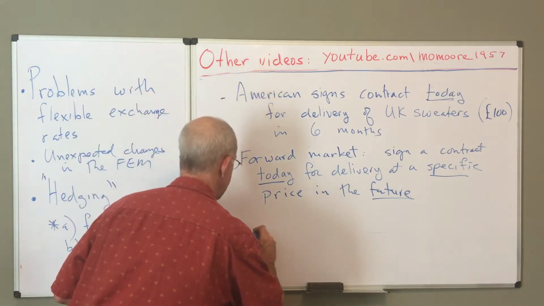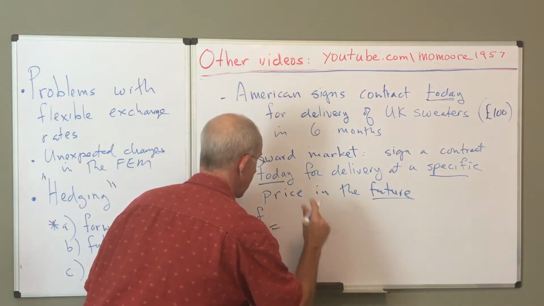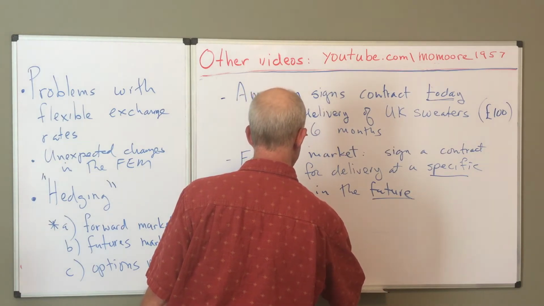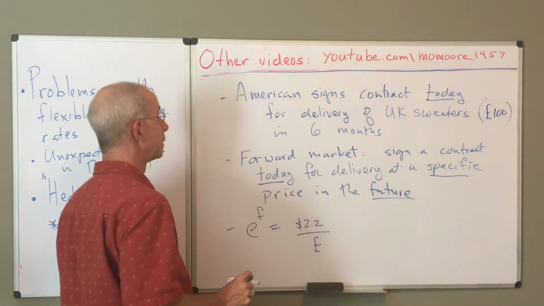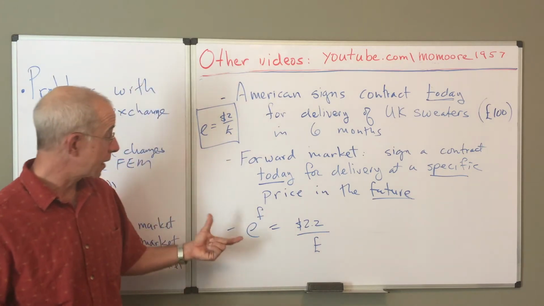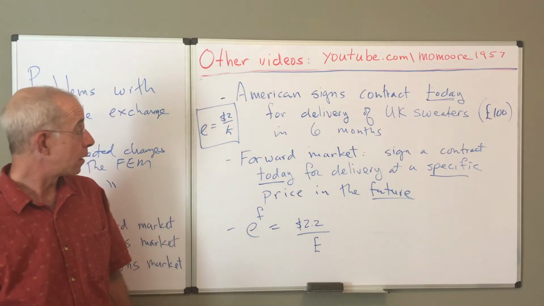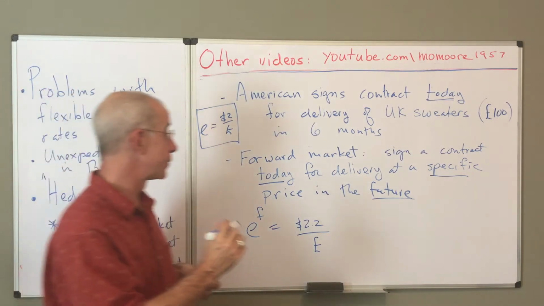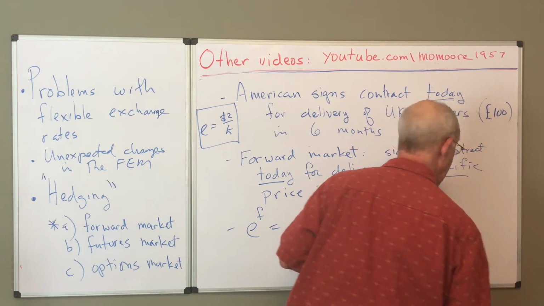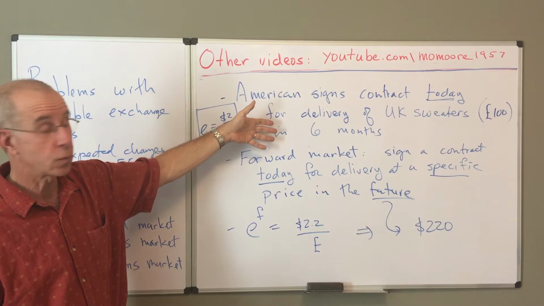So if the forward contract, and I'm going to denote that by F for forward, if the forward contract is, say, $2.20 per pound, and remember that the spot rate we had was $2 per pound. So if the retailer can sign this contract for this price, guaranteeing you'll be able to get the requisite 100 pounds, that means that in the future, he would have to come up with $220 to find the pounds required for payment of the delivery of the sweaters.